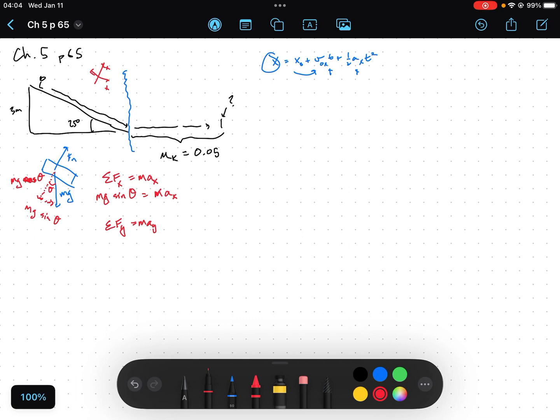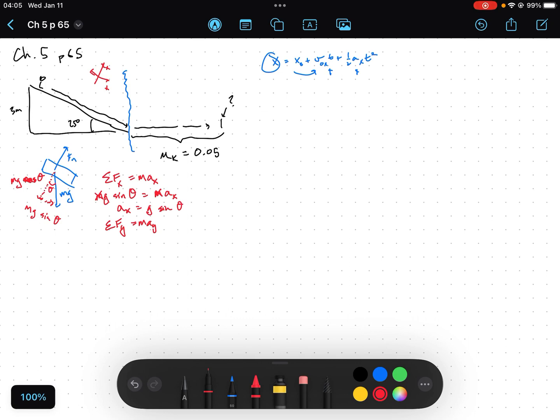And if we divide both sides by m, we see the mass doesn't even matter. We know what g is, it's 10. We know what our angle is, it's 25. So we can actually find the acceleration of the person in the sled as they go down the hill. It's going to be equal to g times the sine of the angle of the hill.